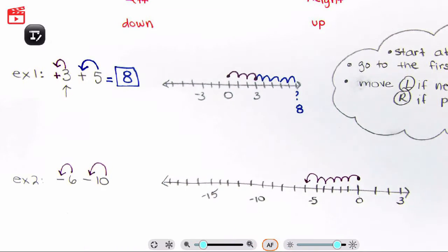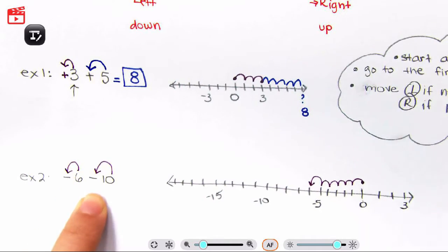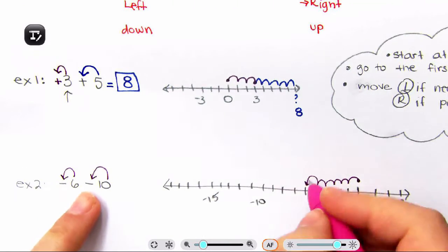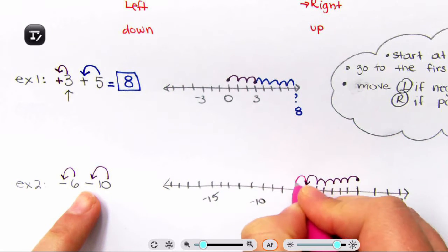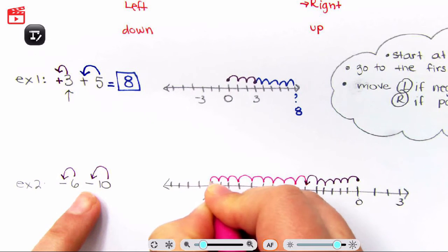So negative 6. And then what am I going to do? I'm going to go left because it's a negative. How many times? 10. Starting at not 0 because we already dealt with that. Only start at 0 at the beginning. So now we're at negative 6. So 1, 2, 3, 4, 5, 6, 7, 8, 9, 10.